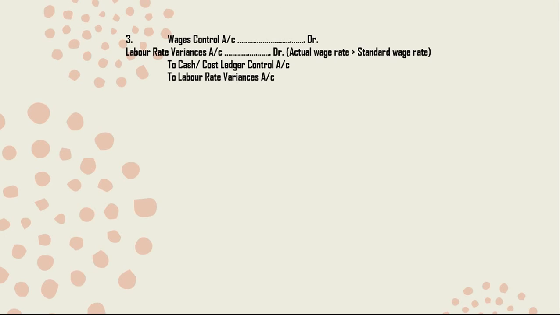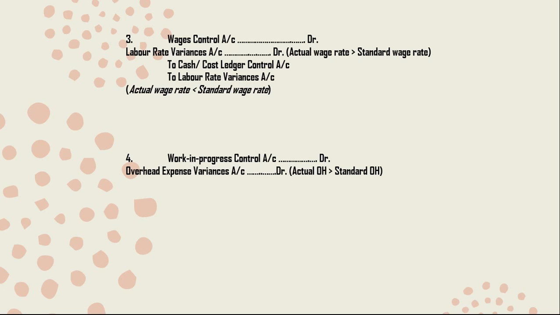3. Wages control account, debit. Labor rate variances account, debit. Actual wage rate greater than standard wage rate. To cash/cost ledger control account. To labor rate variances account. Actual wage rate less than standard wage rate. 4. Work in progress control account, debit. Overhead expense variances account, debit. Actual overhead greater than standard overhead. To overhead expense control account. To overhead expense variances account, actual overhead less than standard overhead.